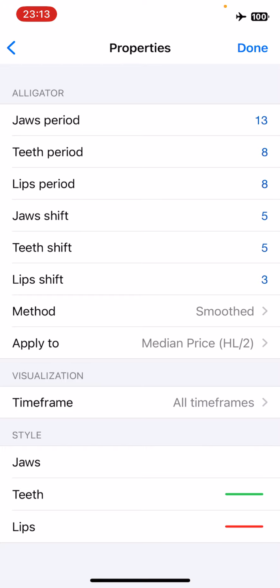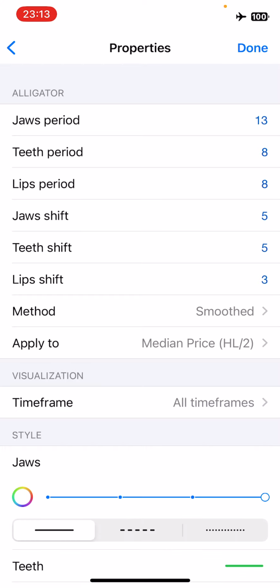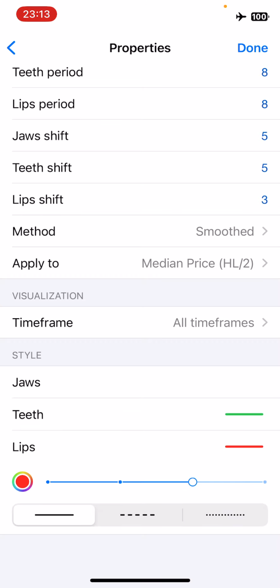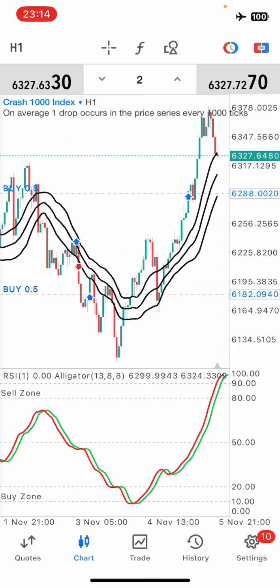Okay. And then on your styling, please take note of this. Your jaws should have the same color as your background. So mine is white because I've got a white background. And your teeth should have the green color, and your lips should have that red color. Please try and follow the same colors that I'm using in this video, because I'm going to be referring back to them during the video, so you won't get confused if we have the same customization. Okay, so I'm going to click done, and as you can see, we now have those lines at the bottom right there, the red and green that we've just installed, that represent our alligator.